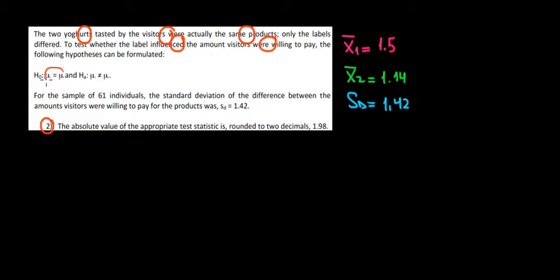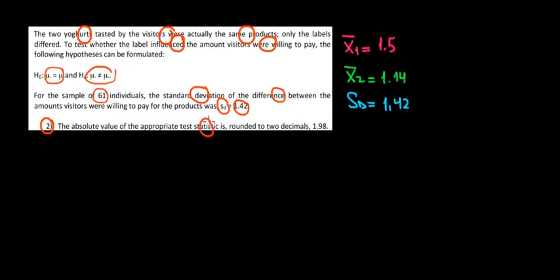Whether the average willingness to pay for the first brand and the second brand are the same or not. Now, based on the sample of 61 people, we took the standard deviation of the differences between the amounts that they are willing to pay for the products, and that standard deviation of the difference is 1.42. Now, what's the absolute value of this test statistic?